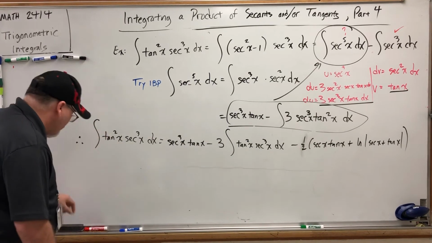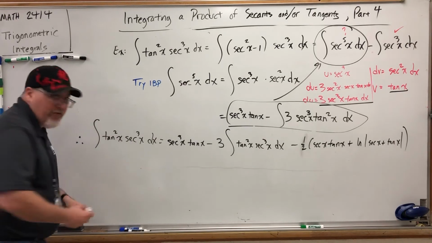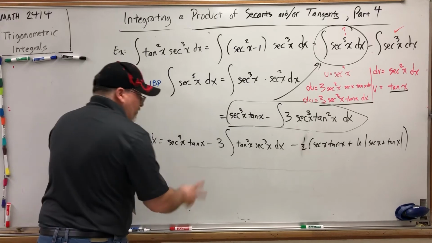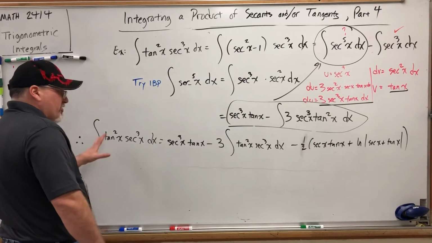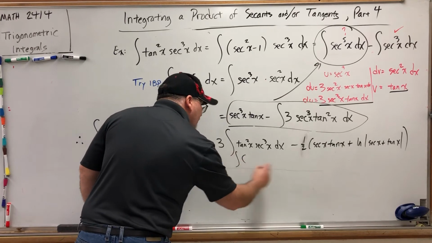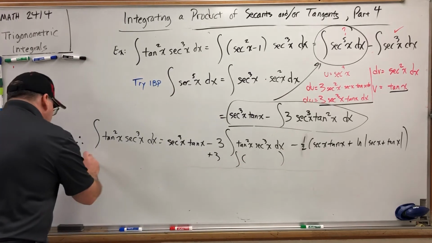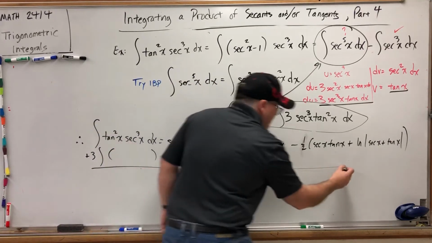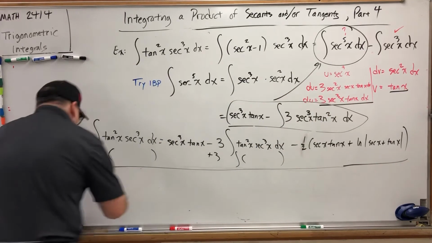I'm going to kind of do some scribble math here. If you were turning this in for a grade, I would not do this. You know what? I won't. I should model it. I'm going to solve for this integral because that's what I want. By adding 3 of them, I will just write that. Plus 3 integral of all that. And that will give me 4 of these integrals.